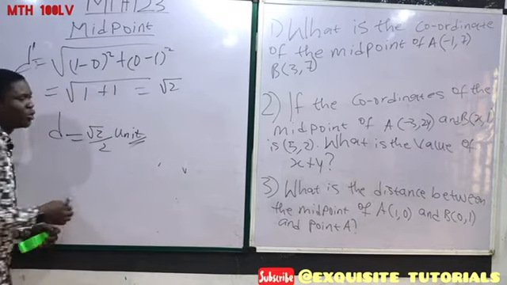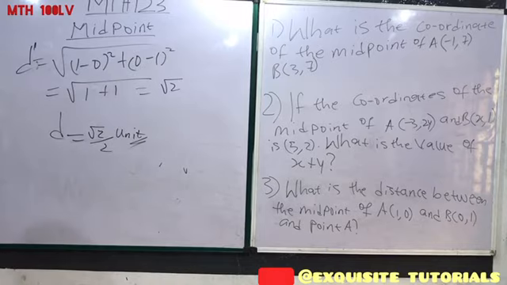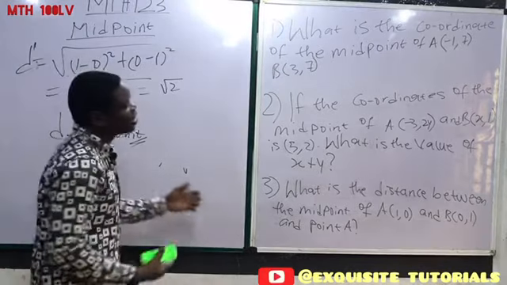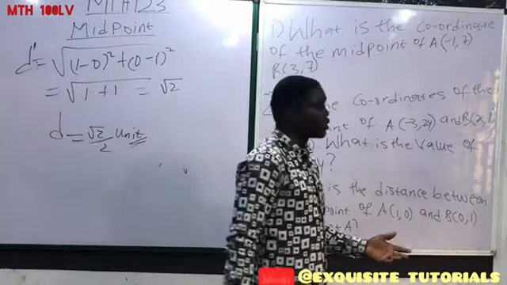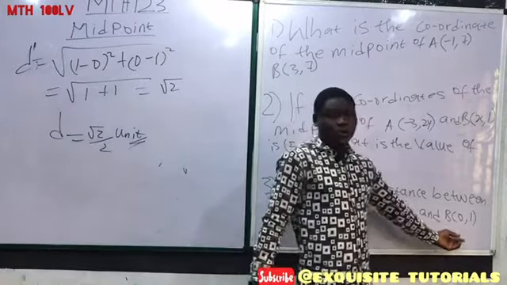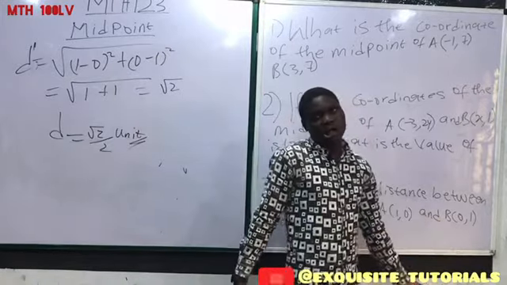So whichever way, you get the answer. Or you can also stress yourself, get the coordinates of the midpoint. Once you get the coordinates of the midpoint, you relate it with point B. That way you get the answer too.